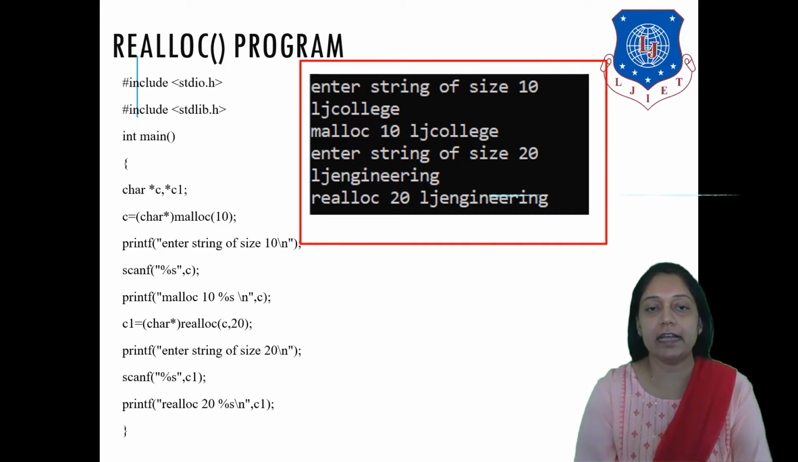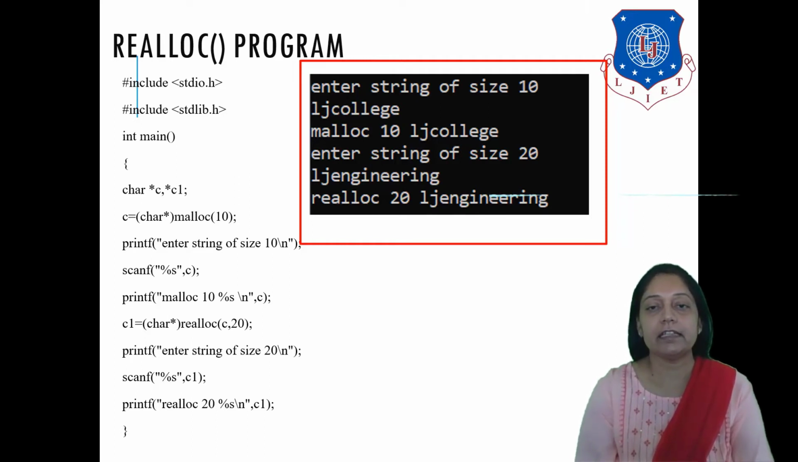"Enter the string of size 10" is displayed because of the first printf statement. Since I've done scanf %s, comma c, first I'm entering a string which will have a maximum of 10 characters, that is LJ college, which I've entered in c. Now using printf, this particular data would be displayed, whatever has been stored in c. So "malloc 10 LJ college" is displayed onto the screen.